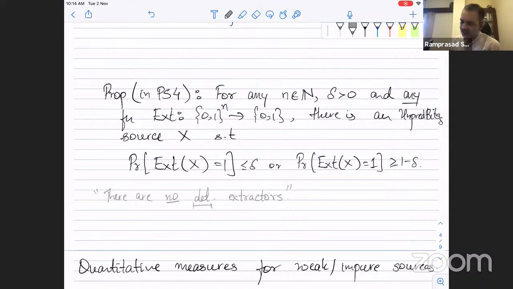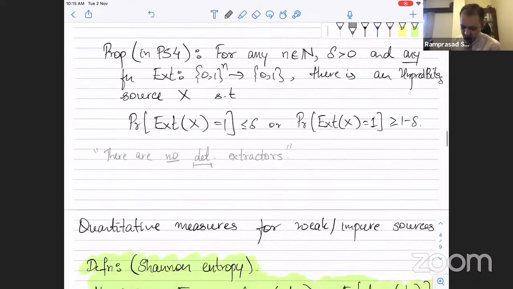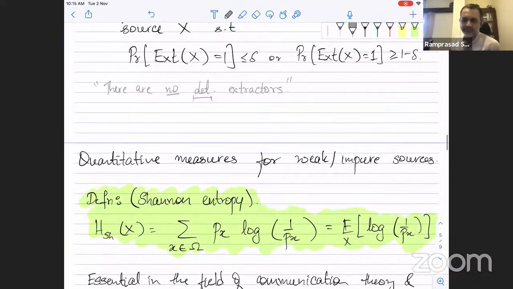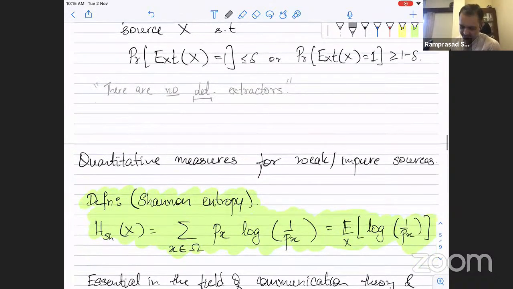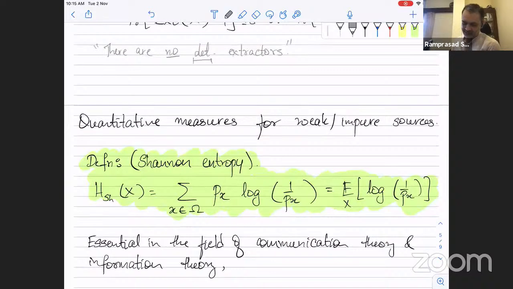Normally, whenever we talk about sources that are weak, that are not really completely random sources, impure sources, often people talk about the Shannon entropy for this. Shannon entropy is a definition that looks like this. It's an extremely important concept to know when it comes to almost anything to do with communication or even counting. It just shows up in so many places.